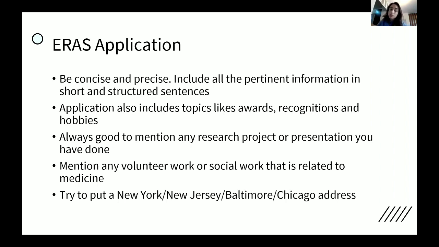Chicago, not as much, but Chicago, especially during winters, so this time it's going to be a virtual interview, but when it's not a virtual interview, a lot of people who are in Chicago, during winters it's cold and windy in Chicago, and there are a lot of cancellations. So the program seeks out people who are around them, who can come by on a day's notice and give their interviews. So putting these addresses really helps you in getting interviews.